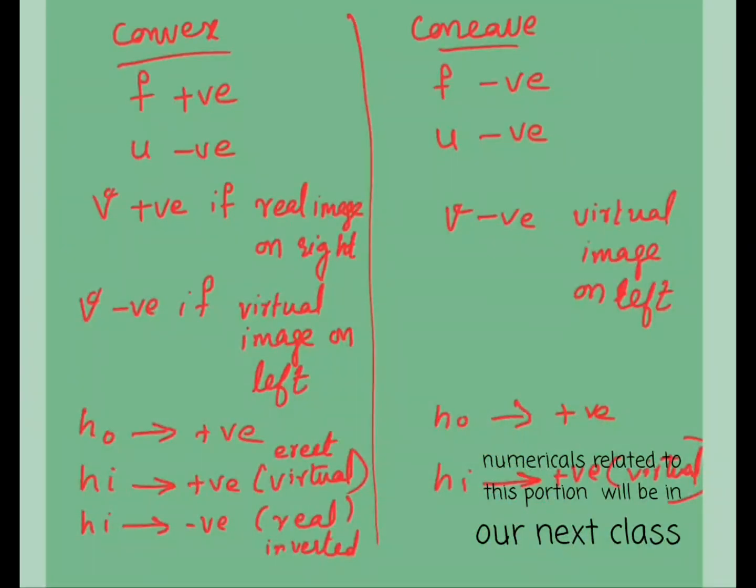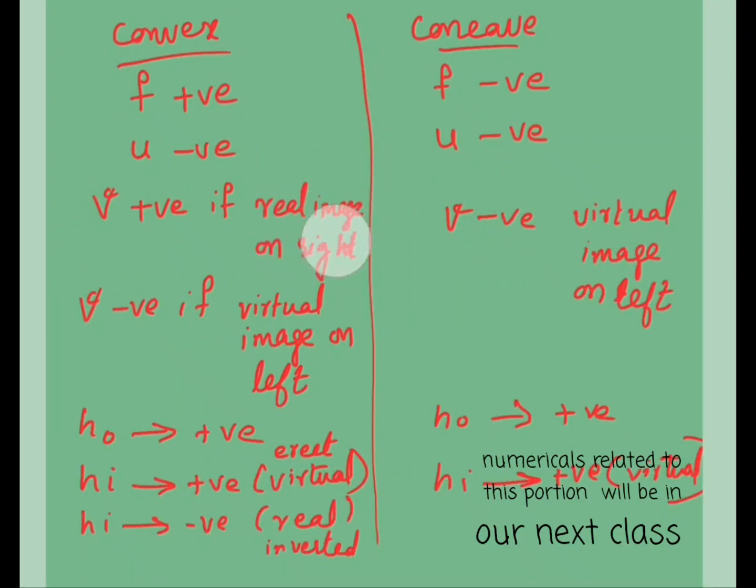So we'll conclude what we have learned now. To conclude the sign conventions, you can see that for a convex lens, focal length is positive. For a concave lens, focal length is negative. For a convex lens, U is always negative, and for concave also U is negative. Then for a convex lens, V can be virtual or real. That is, the image can be virtual or real. So V can be positive or negative.